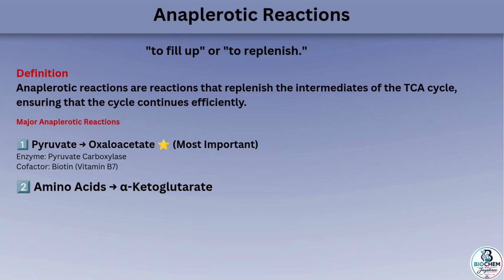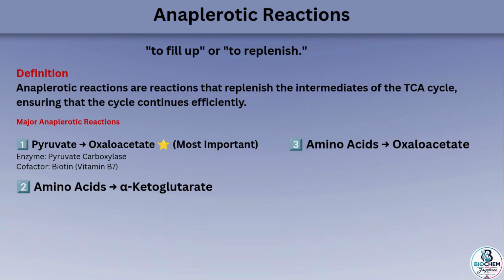The second reaction is the formation of alpha ketoglutarate. It is another important anaplerotic reaction. Certain amino acids, especially glutamate, are converted into alpha ketoglutarate by the enzyme glutamate dehydrogenase or through transamination reactions. This helps replenish alpha ketoglutarate whenever it is diverted for amino acid synthesis.